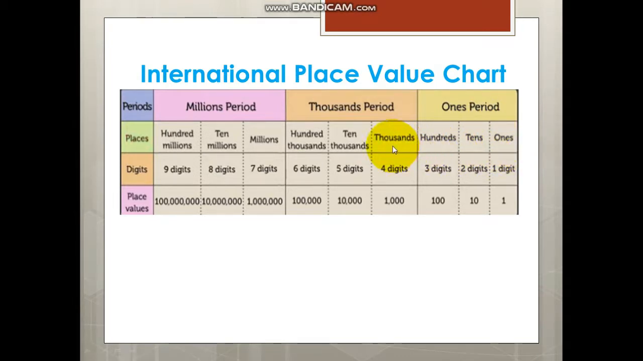In thousands period we have 1000, 10,000 and 100,000 places. And in millions period we have millions, 10 millions and 100 millions. Now let's discuss the digits. In ones period we have 1, 2 and 3 digits, meaning ones period consists of 3 digits till 100. Thousands period consists of 4, 5 and 6 digits, meaning 100 thousands. And millions period consists of 7, 8 and 9 digits, till hundreds million.